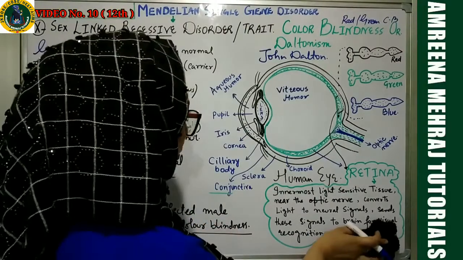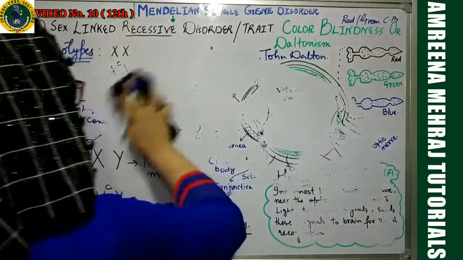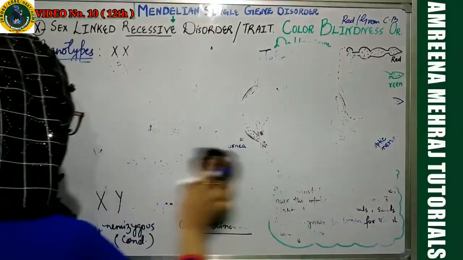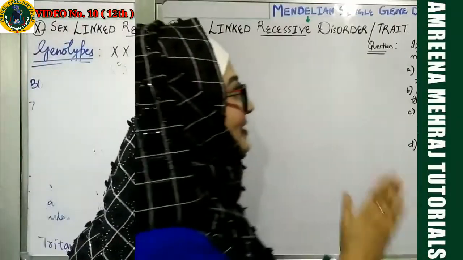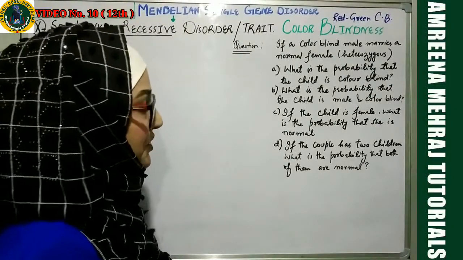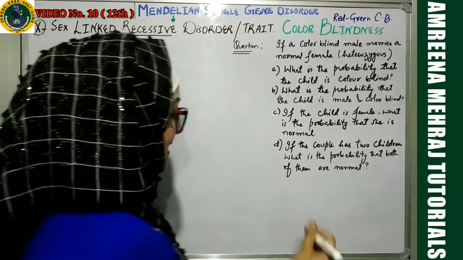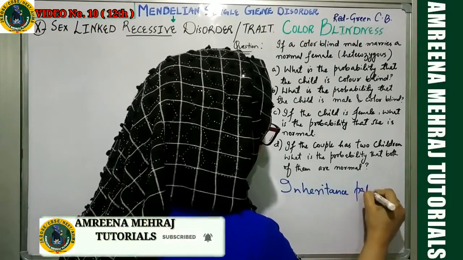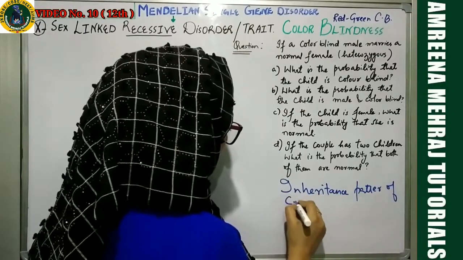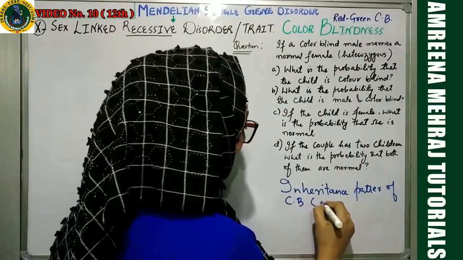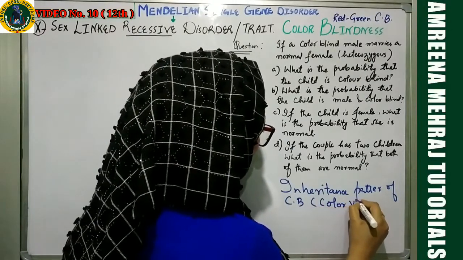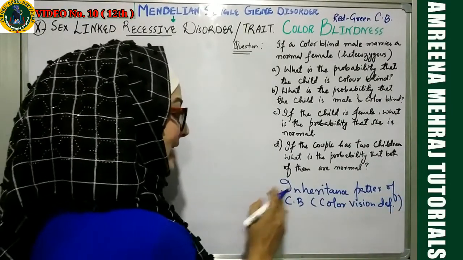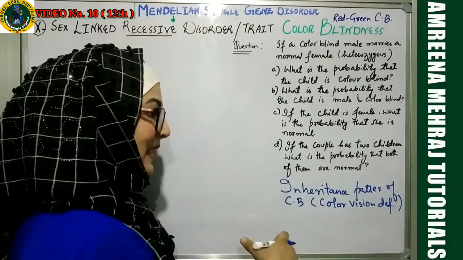Now I will erase this board and keep a numerical ready for you. I'll jot down the numerical and then we will solve it with whatever understanding we have gained. My question is ready. It's on the board. I'll read this question for you, but before that, let me make you understand inheritance. The correct term for color blindness is color vision deficiency. I've told you why we call it color vision deficiency. The inheritance pattern of this disorder is going to be the same as hemophilia.